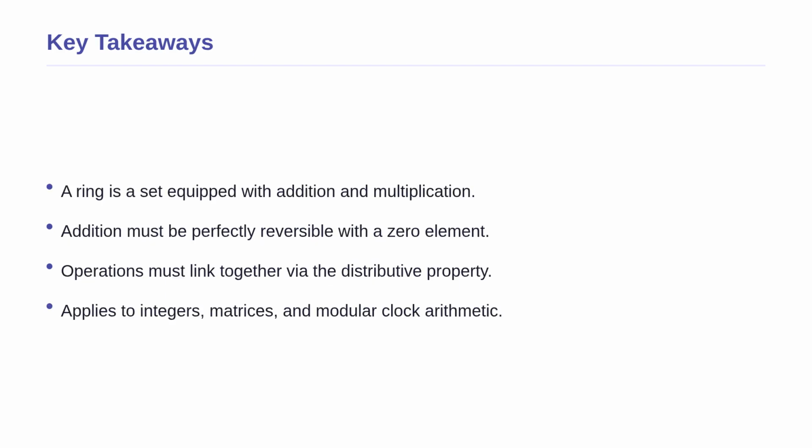To summarize our lecture, a ring is simply a mathematical set equipped with 2 well-behaved operations, addition and multiplication. We learned that addition must act like a standard group with a 0 element, and multiplication must be associative. Most importantly, these 2 operations must link together smoothly via the distributive property.